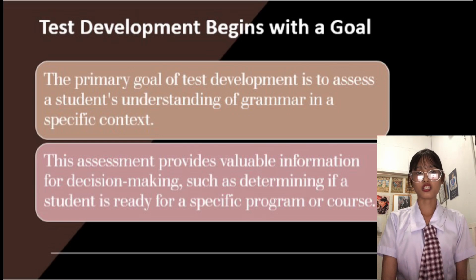And this assessment provides valuable information for decision making, such as determining if a student is ready for a specific program or a course. The result of the test should help determine if students have the necessary grammatical skills to succeed in a particular program or course. For example, if a student is applying for a university writing program or journalism, there is a test that can help determine if they have the grammar skills needed to write successful essays and research papers.